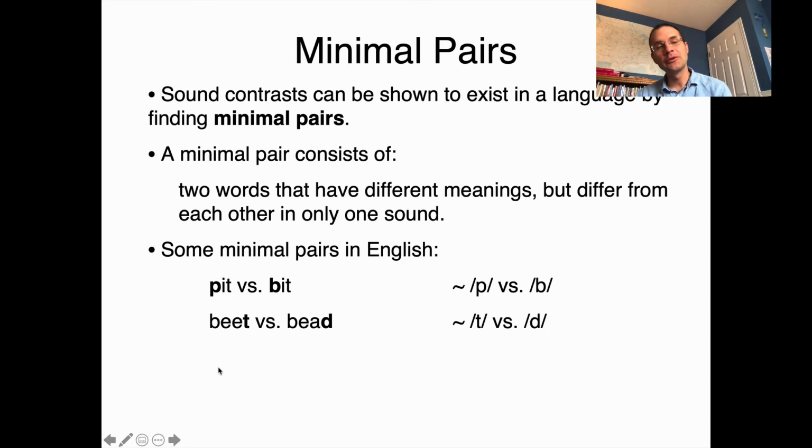So at the end of a word, we can look at an example of sounds like beat versus bead, where we have a T here and a D here at the end of bead, and those are two different sounds. Everything else in those words sounds the same, basically. So we know that T and D are contrastive in English for that reason, because these two words have different meanings.